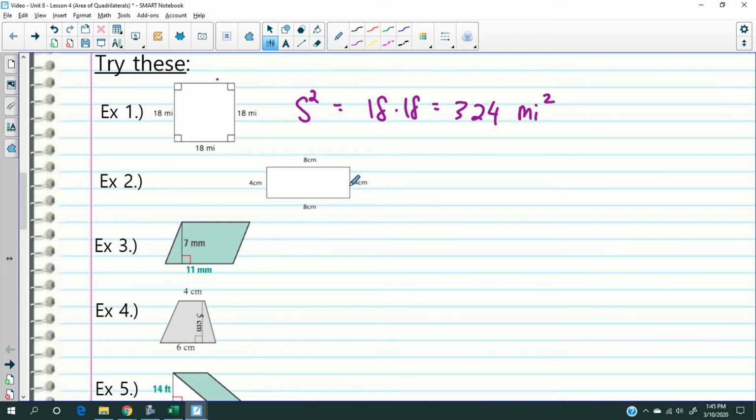Okay. All right. So how do you find the area of a rectangle? By the way, it's always nice to write down the formula too. Okay. So while you're doing this, write down the formula. It should help you. Right. Length times width. Right. 8 times 4. 32 square centimeters. Okay. All right. Number 3. What shape is this? Yeah, parallelogram, right? So that's base times height. Yeah. So that's 11 times 7, 77 millimeters squared.